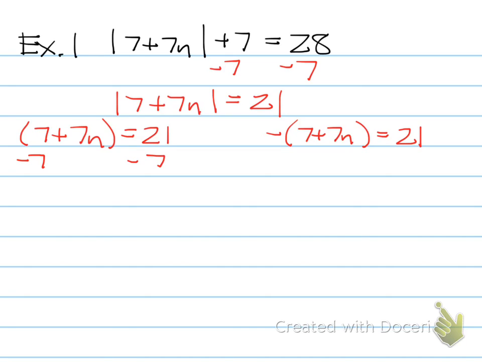We're going to start with the positive quantity inside the absolute value bars. We have 7 plus 7n equals 21. Subtract 7 from both sides, and we get 7n equals 14. Divide both sides by 7. n equals 2.